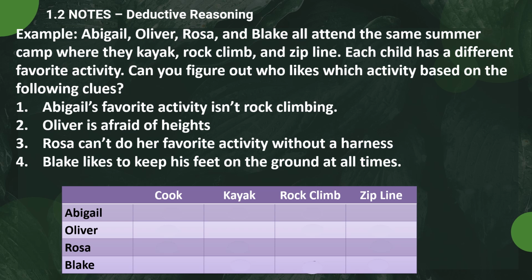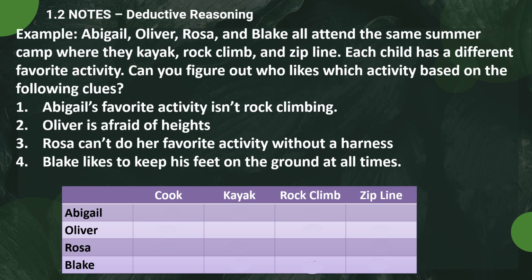Okay, so we've got 4 clues. Abigail's favorite activity isn't rock climbing. Oliver is afraid of heights. Rosa can't do her favorite activity without a harness. Blake likes to keep his feet on the ground at all times. And I've given you a chart here to help you. So let's take a look.